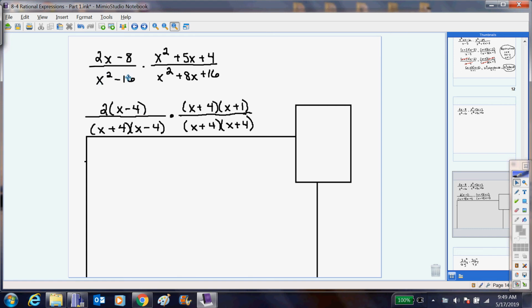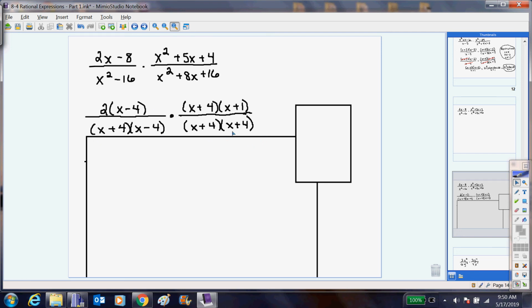Difference of 2 squares, don't forget those. x plus 4, x minus 4. You're looking for numbers that when you multiply them, you get 4. And when you take those factors and add them, you get 5, which would be 4 and 1. And then here, 4 times 4 gives you 16. But when you add them, you get 8. So you have this x plus 4 squared.